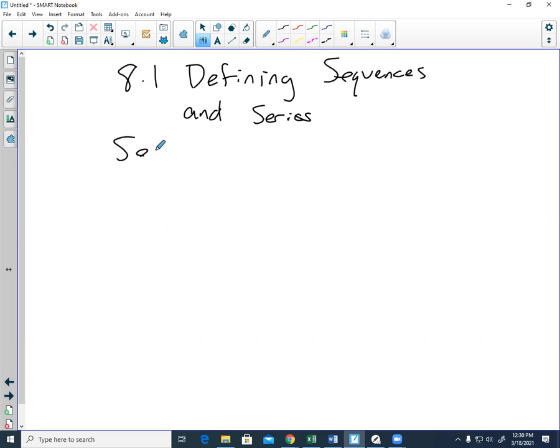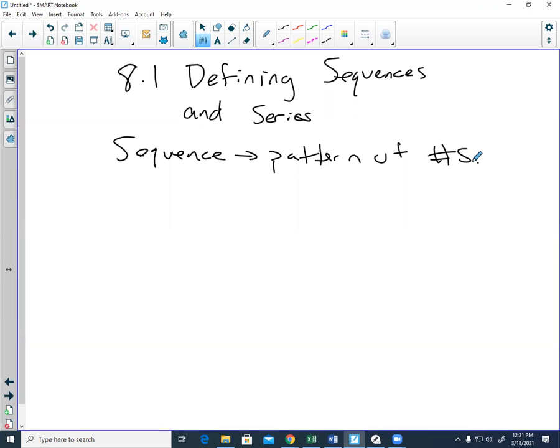So a sequence is a pattern of numbers. Now what that means is you're going to be given a list. So you would be given a whole bunch of numbers, and then with those numbers, you would be asked to figure out what the next number in the pattern would be, or you would be asked to figure out what the pattern was that produced every single one of those things.